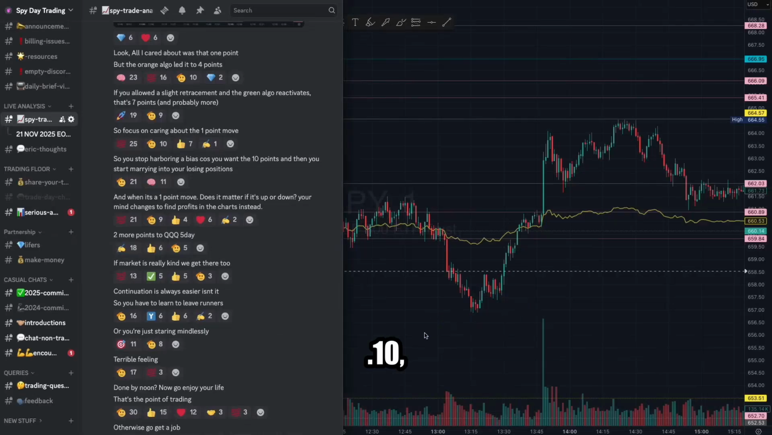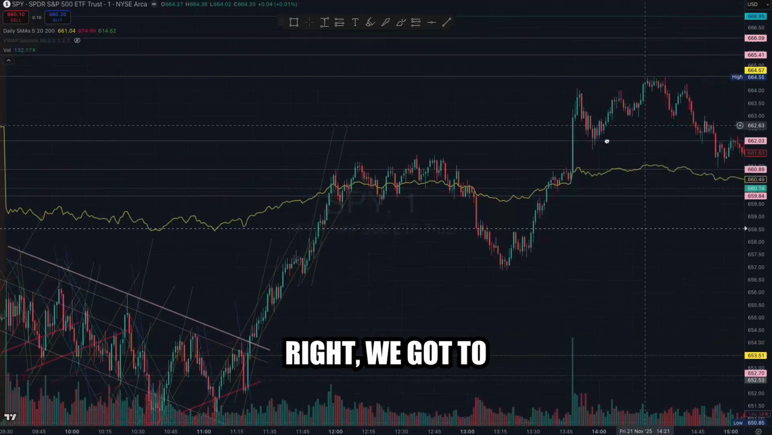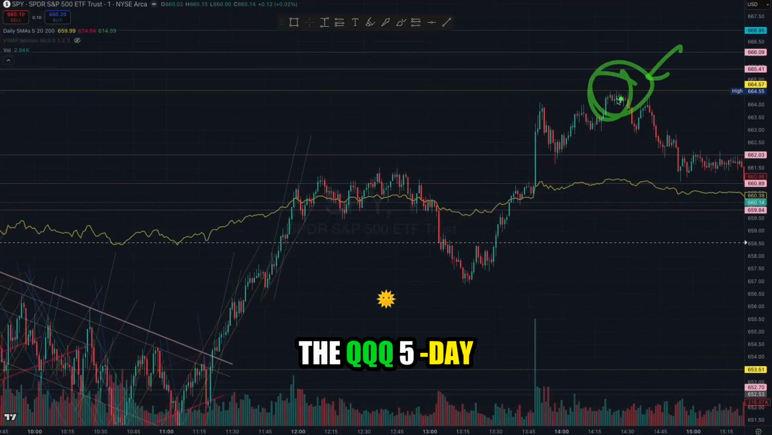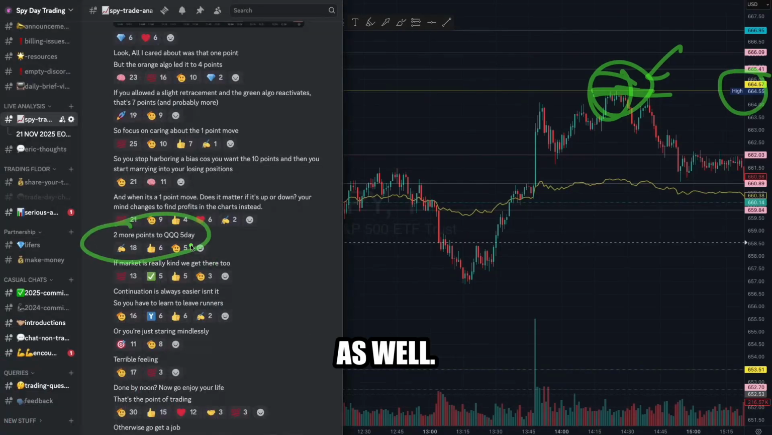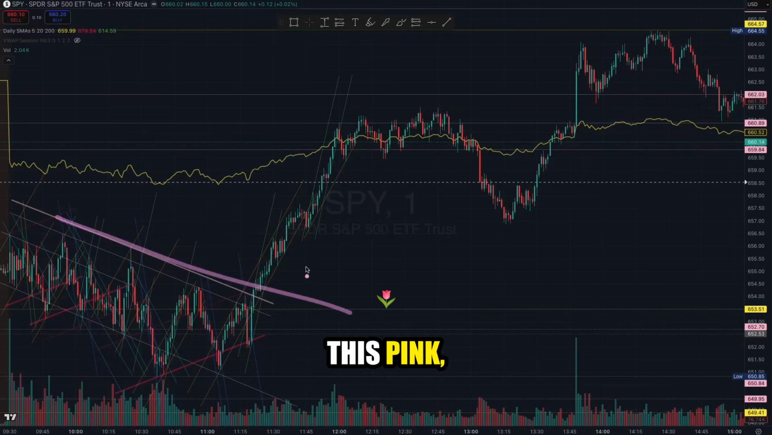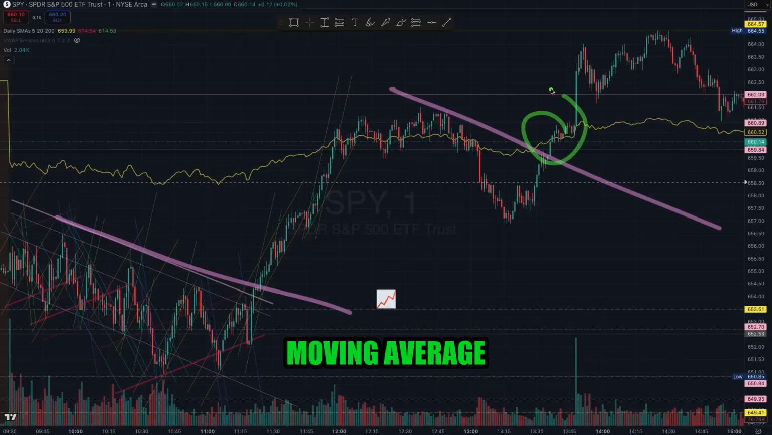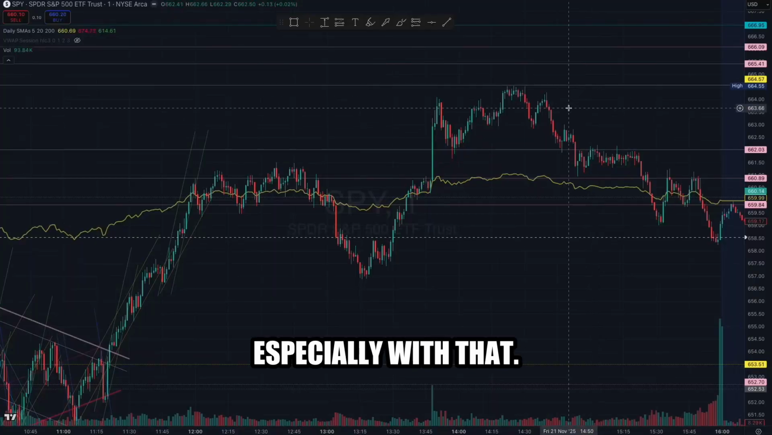About that at 12:10, which was about here. Once we retested the 5-day, we got to where the QQQ 5-day moving average was at that 664. So we talked about that as well. And if you manage to hold your runners, and there is a skill to holding your runners here, and once again, understanding this pink, because this pink will give you a very beautiful entry of that 5-day moving average here as well. Absolutely beautiful trade, especially with that.